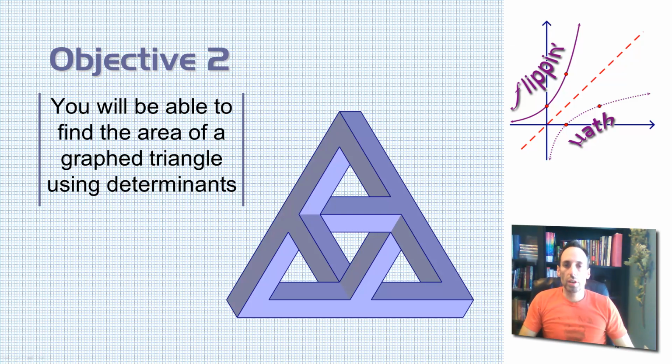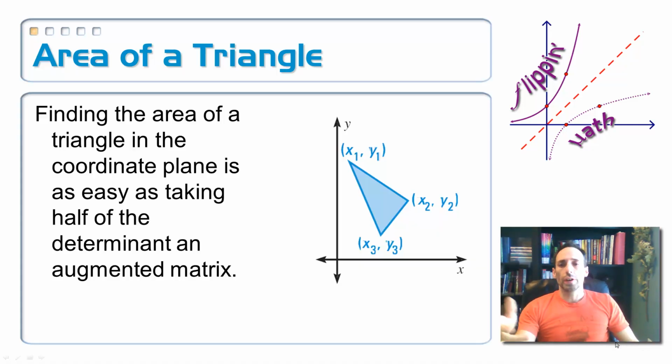Okay, in objective 2 in this lesson, we're going to be able to find the area of a triangle graphed in the coordinate plane using determinants. So we know how to find the determinant of a 2 by 2 and a 3 by 3 matrix. It's going to help us find the area of a graphed triangle very, very easily.